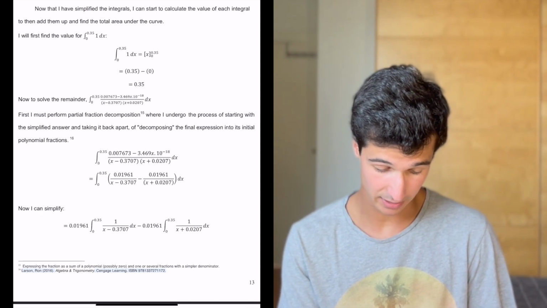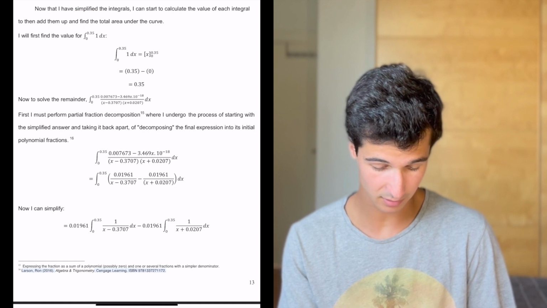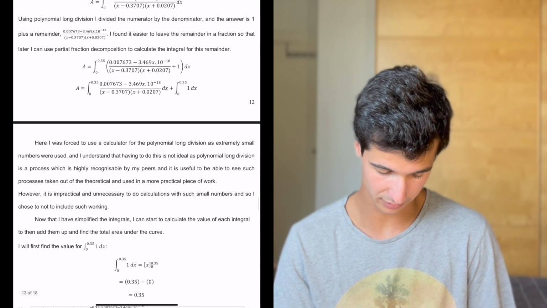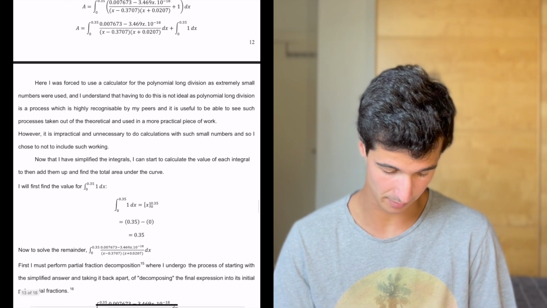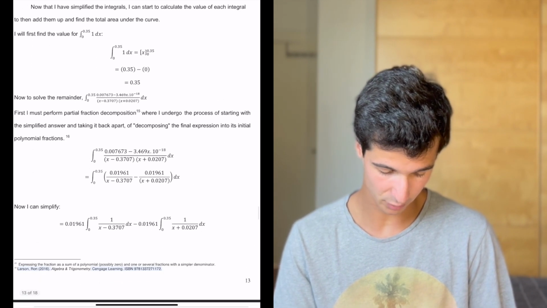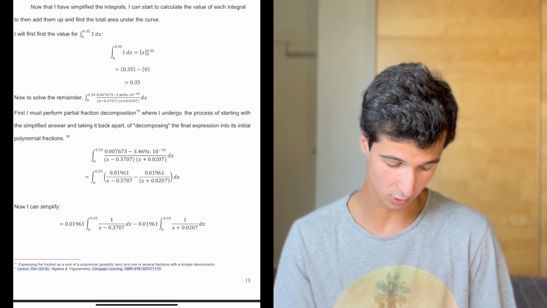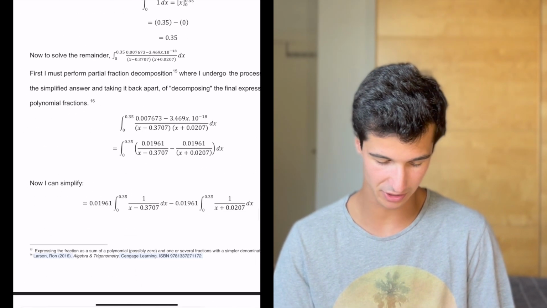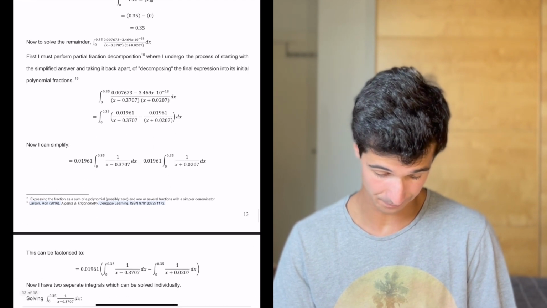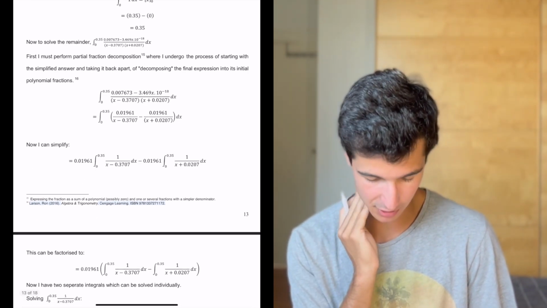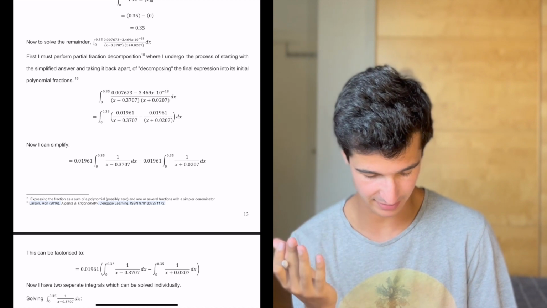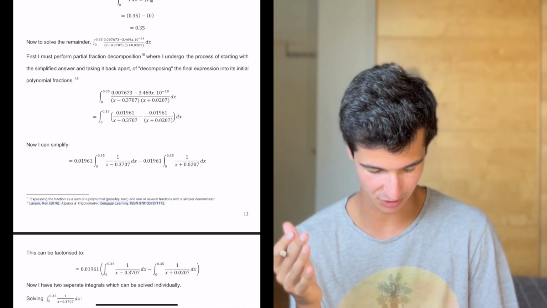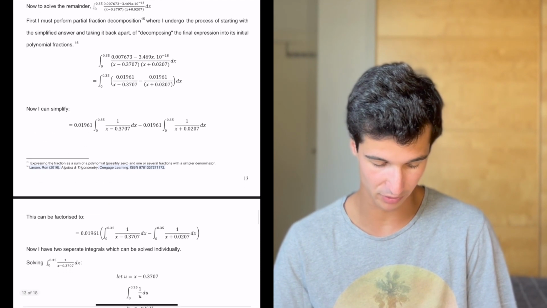So I've simplified the integrals. I can start to calculate the value of each integral and add them up. So I have one integral here, and I just need to add them up. So I have the first one, 0.35, and I need to solve the remainder. So I've used something called partial fraction decomposition, where, I explain it, where I undergo the process of starting with the simplified answer and taking it back apart, of decomposing the final expression into its initial polynomial fractions.